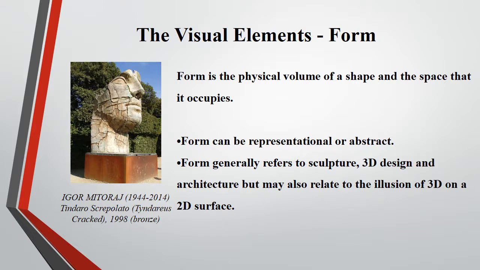Form is the physical volume of a shape and the space that it occupies. Form can be representational or abstract. Form generally refers to sculpture, 3D design, and architecture, but can also relate to the illusion of 3D on a 2D surface.